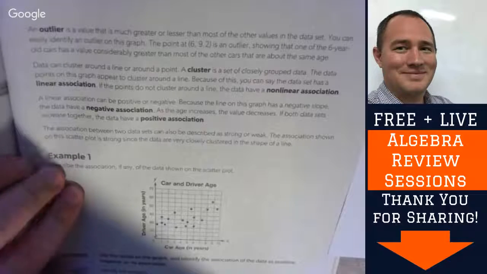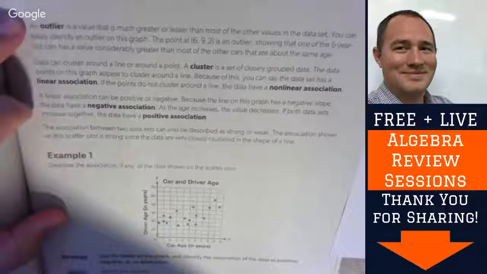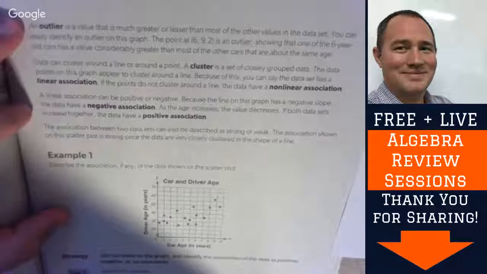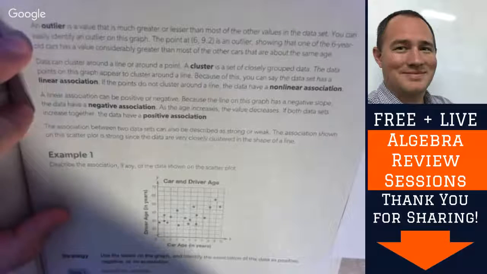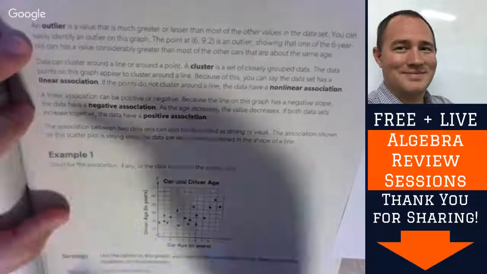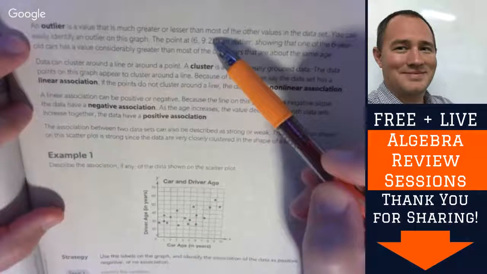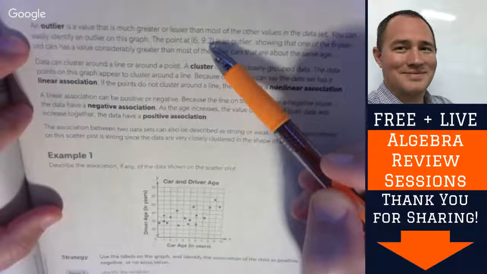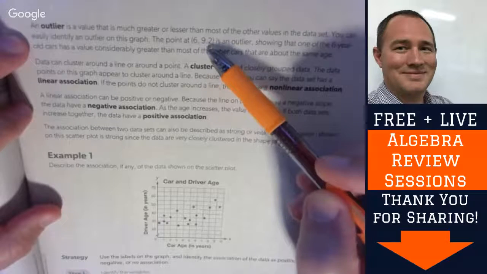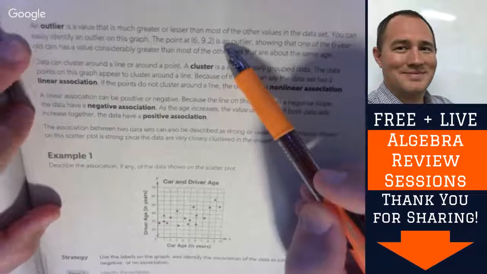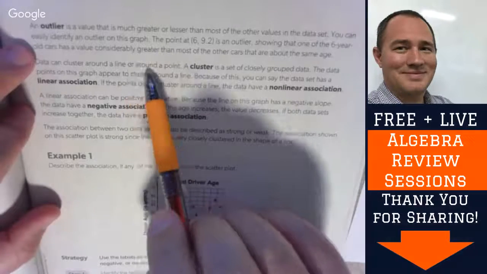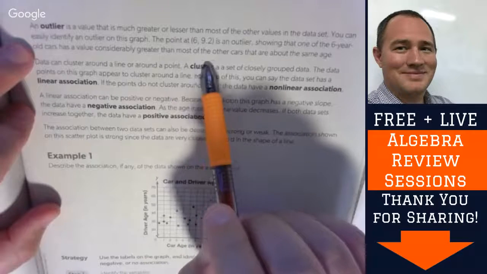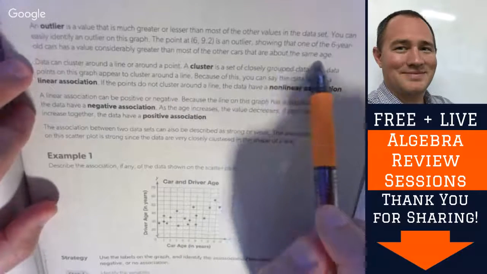So let's look here. An outlier is a value that is much greater or lesser than most of the other values in the data set, and you can easily identify an outlier on its graph. They're talking about that same point that we found, right? So that point (6, $9,200) is an outlier, showing that one of the 6-year-old cars has a value considerably greater than most of the other cars that are about the same age.